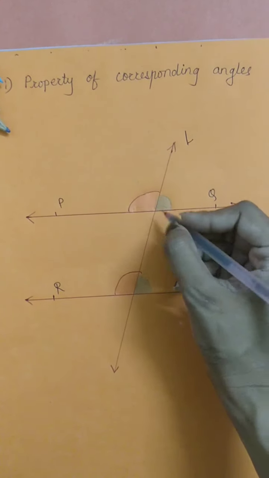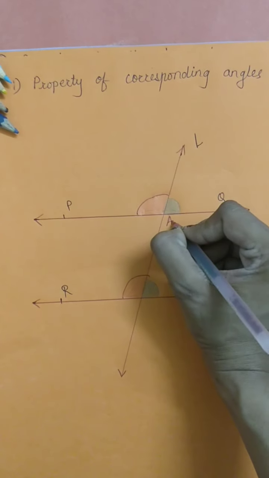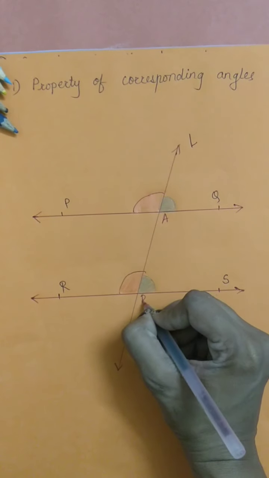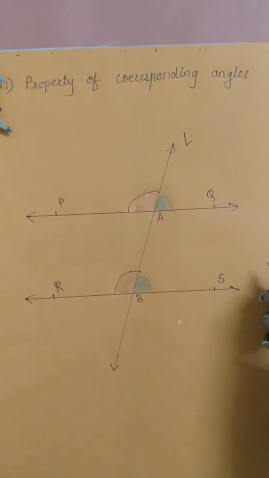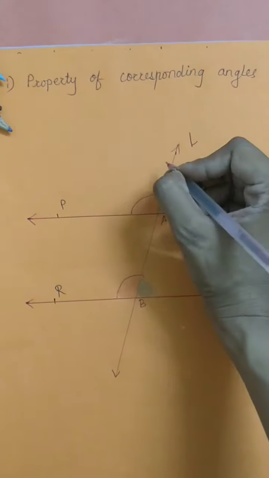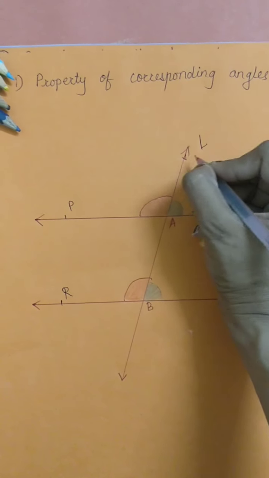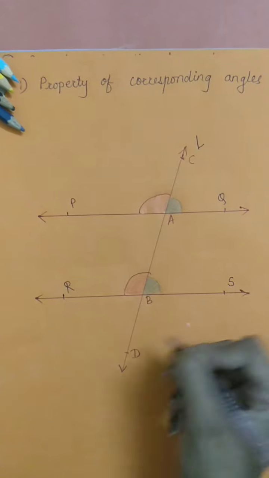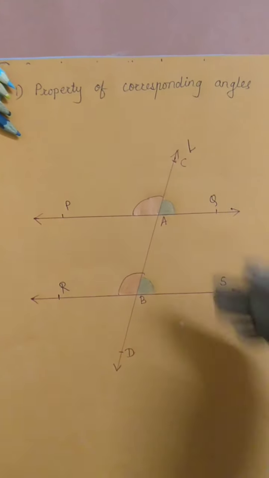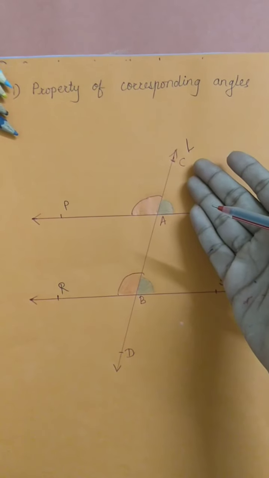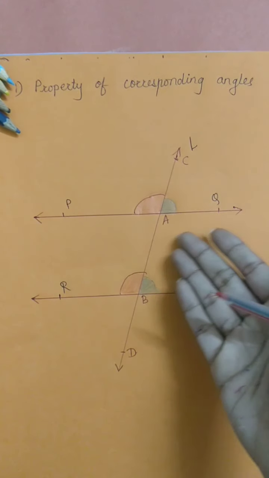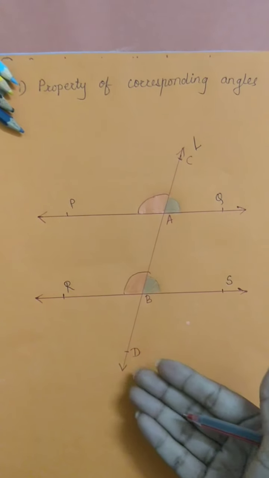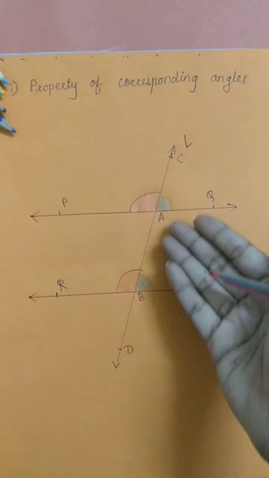Let's give names to these points. Let's assume that this is A and this is B. Okay, so it will be easier for us to name this point as C and this point as D. So while writing you will be able to write this as CAQ and this as ABS.